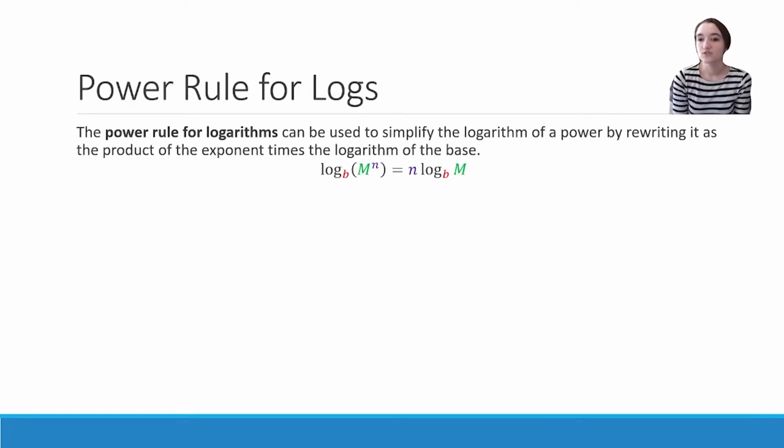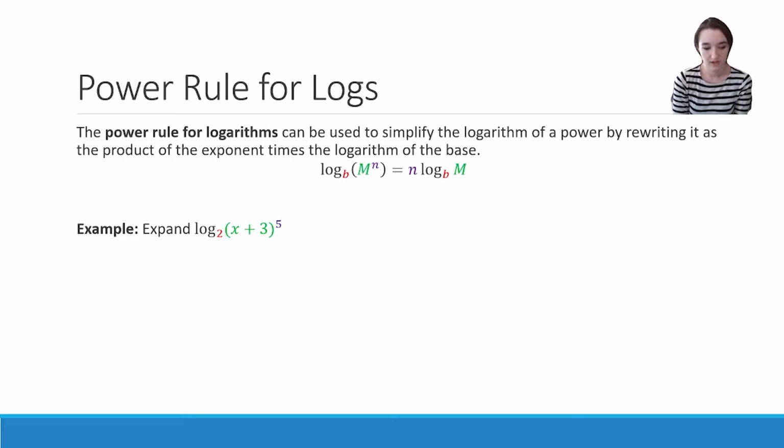Our third rule is called the power rule for logs. So the power rule takes an exponent inside of our logarithm, so log base b of m to the n power, and says that that is equal to n times log base b of m. So it basically takes the exponent and brings it outside.